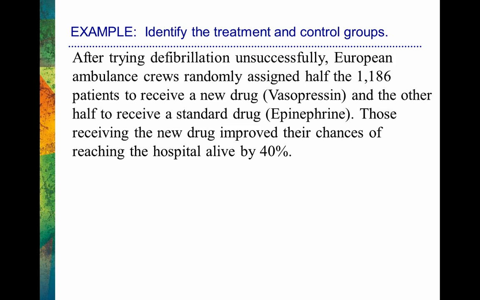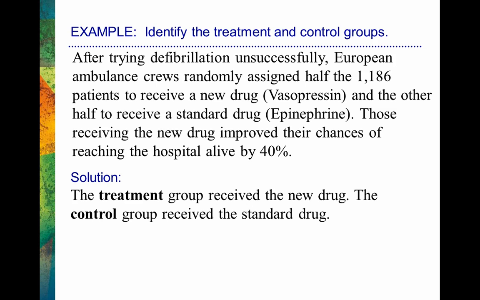All right, well, the people who are receiving the new drug are typically the people who we would say are in the treatment group because we're really testing to see if this new drug works over this standard drug. So the control group isn't receiving a placebo. In this case, they're receiving the standard drug, what we typically would administer in this situation. So the treatment group in this case received the new drug and the control group received the standard drug.